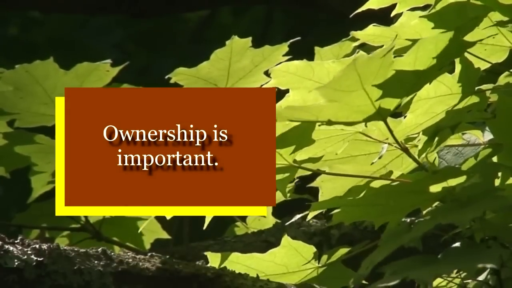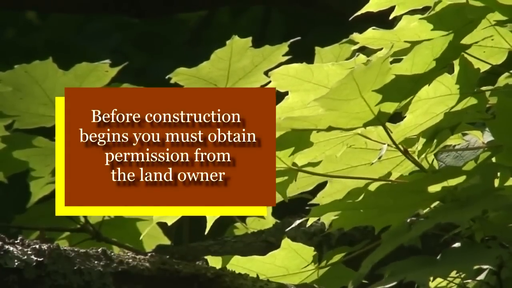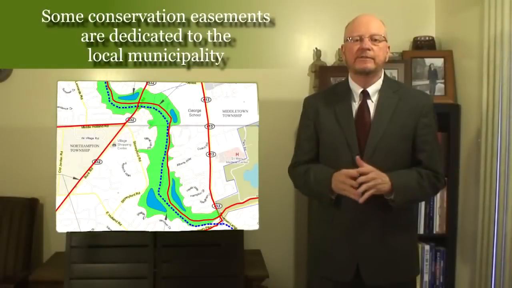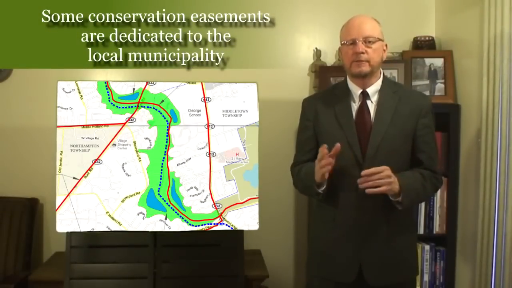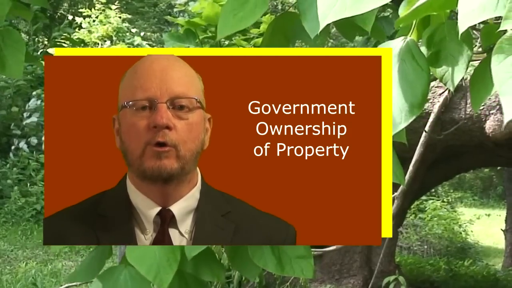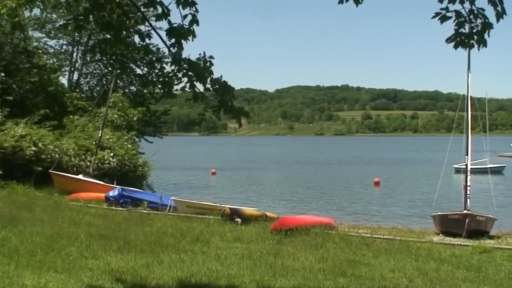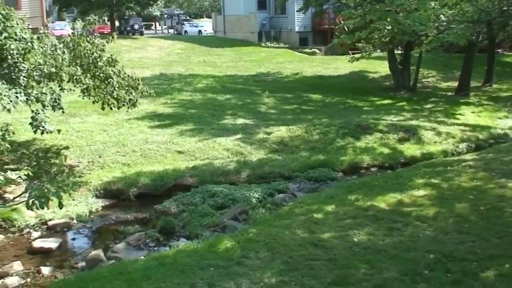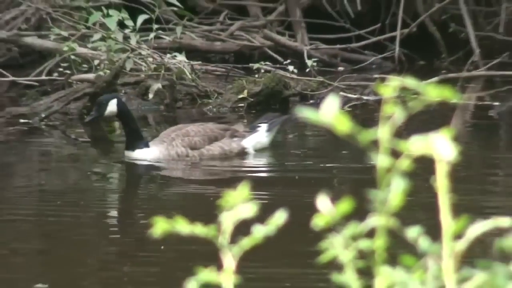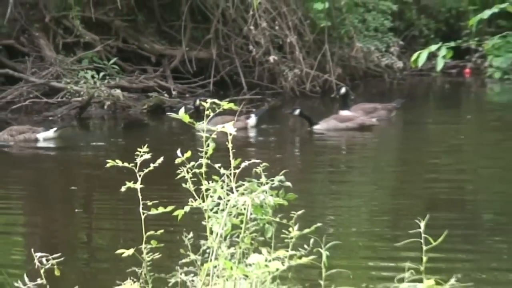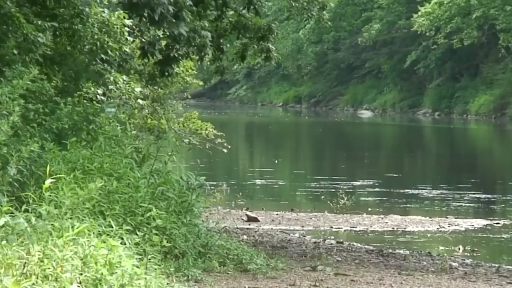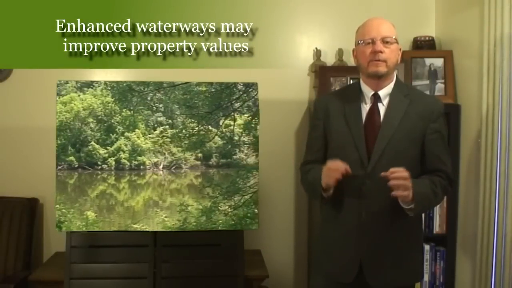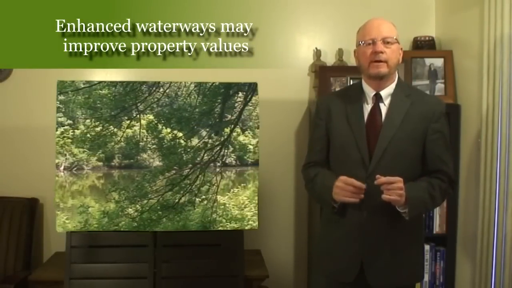Ownership of the property is a determining factor because you must have permission to construct these systems from the landowners. Some conservation easements have been dedicated to local municipalities. Some are owned or controlled by other government agencies such as state parks and school properties, and some are privately owned. The owners of private property may want to help, especially if they see this as an improvement and it becomes an asset to their own property.